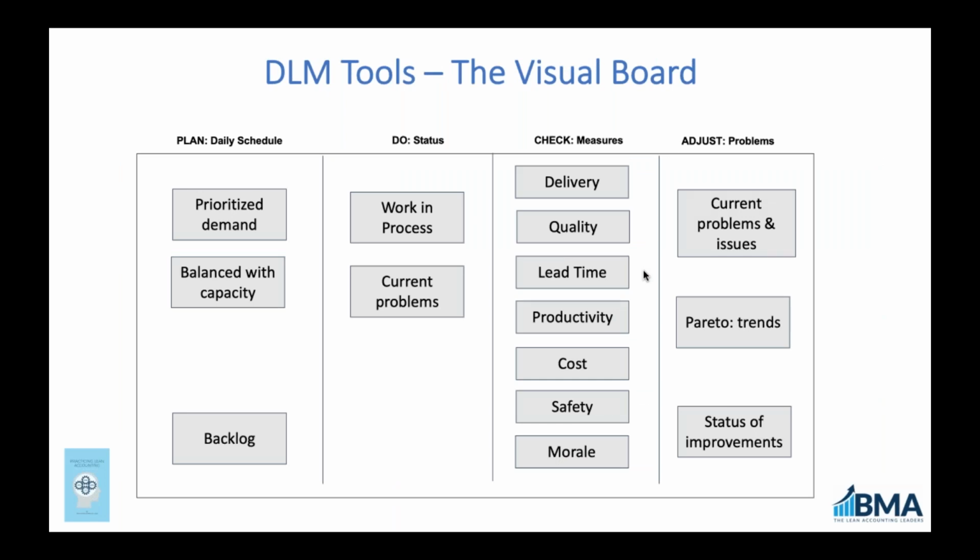The other tool is a visual board. Now, you may have some of these in place, and again, you want to set the visual board up with the PDCA framework. What's the plan? Okay, what's our daily schedule? Make it visual. What work has to get done, what's the backlog? Have a visual signal of the status of the work. What's in process? Where is it? What are the current problems and issues? The check, make sure your lean performance measures are posted visually. You could do it in a graphical form. You could just do it by the numbers for the day, however you want to do it. Then the adjust is, what are the current problems and issues we have to deal with? What are the trends? And what is the status of the various improvements?